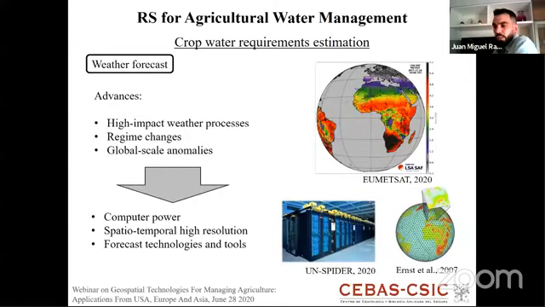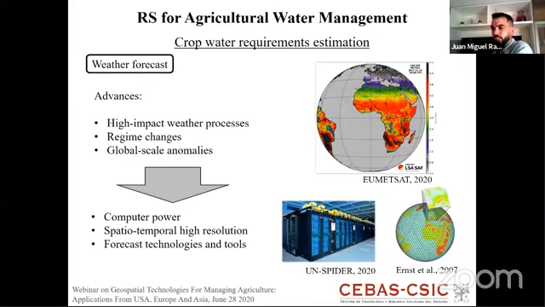Before moving on to the next section, let me make a brief digression to talk about the use of weather forecasts for estimating crop water requirements. In this respect, great advances have been reached in weather data forecasting by numerical weather prediction models for detecting high impact weather processes, regime changes, and global scale anomalies.